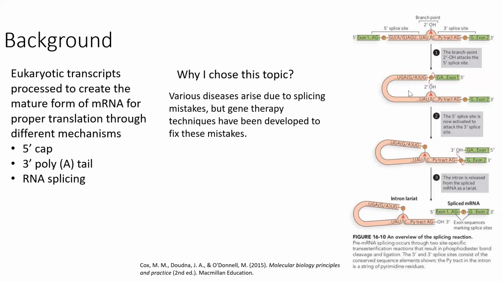And most pre-mRNA splicing is done by the spliceosome, which has 5 snRNAs, which are U1, 2, 4, 5, and 6. And its main manner of functioning is shown in this figure to the right, in which the 2' OH branch point attacks the 3' OH of the 5' splice site. Then the 3' OH of the released exon attacks the phosphate at the 3' splice site. And this ultimately joins the two exons together.